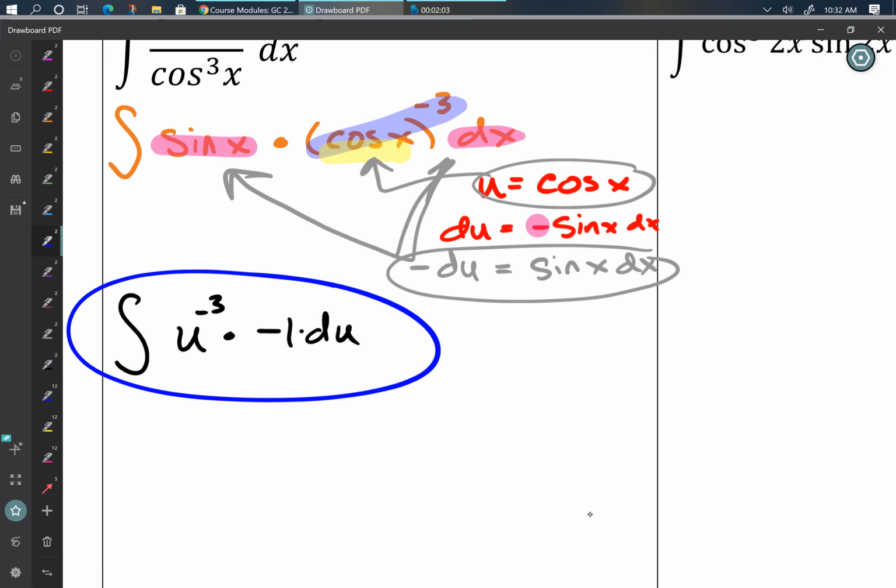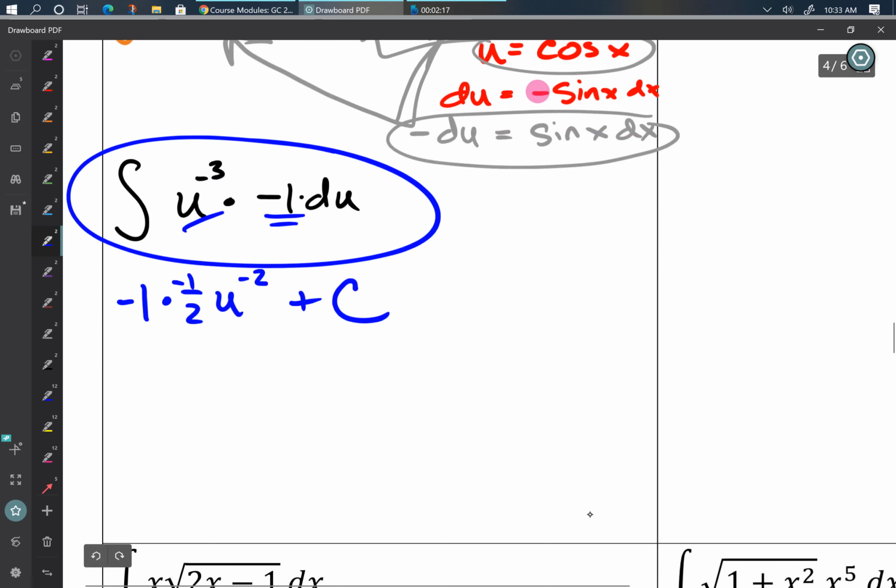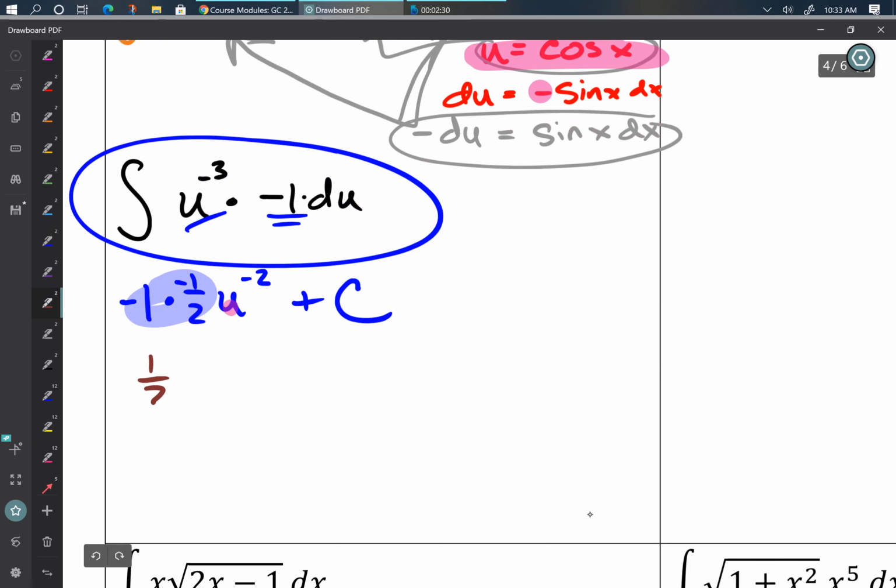Now I'll perform the integration. The negative 1 is a coefficient, so it just drags along. The integral of u to the negative 3 is going to be u to the negative 2 and a negative 1/2 in front. And of course plus c because we are doing indefinite integrals. Right? Two things are still wrong with this. I need to clean up this algebra and I need to get rid of u, do a back substitution for cosine x. Okay? I'll perform that. I get 1/2 times the cosine of x raised to the negative 2 plus c.